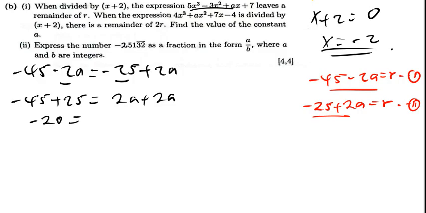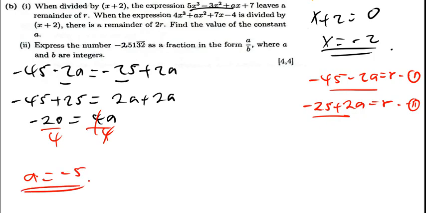So 2a plus 2a is 4a. Divide both sides by 4, even here by 4. These will cancel. A will be equal to 4 into negative 20, which is negative 5. And for sure, if you plug in negative 5 where there is a, the remainder should be the same. For the first one, the remainder should be r. For the second one, the remainder should be 2r.